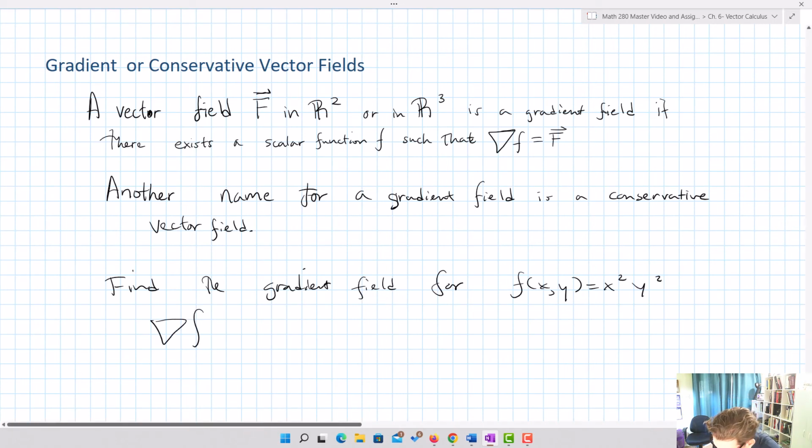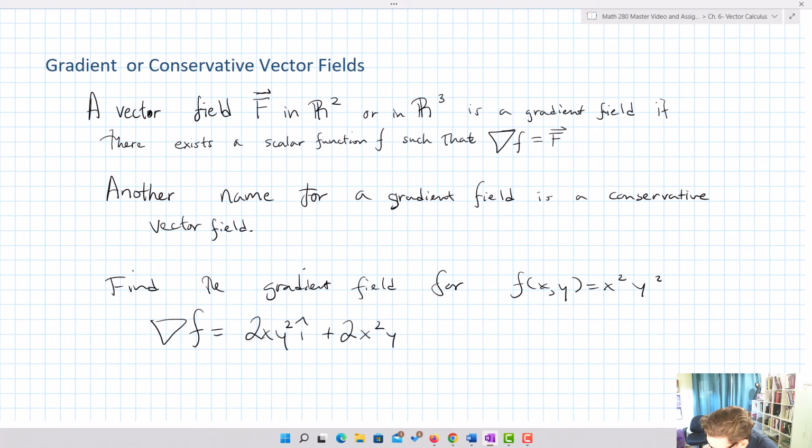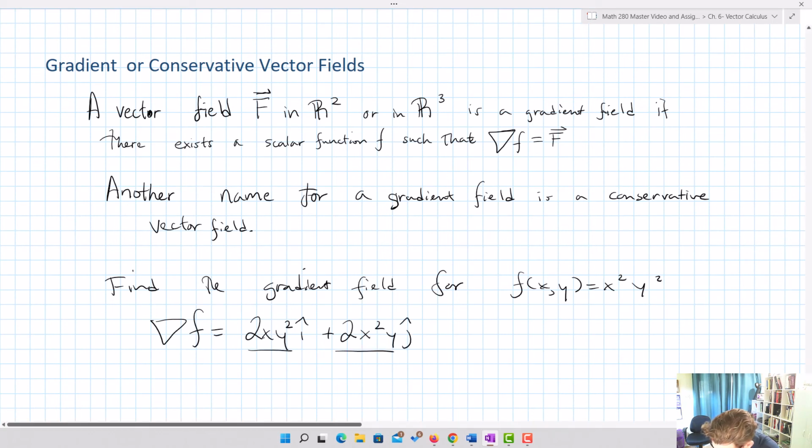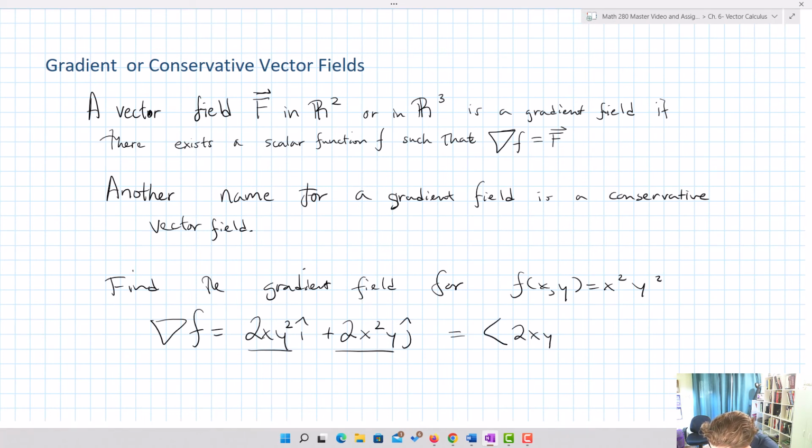So the gradient of f is going to equal 2xy squared i plus 2x squared y j, right? Take the partial with respect to x for the i, take the partial with respect to y for the j. And so consequently, this is going to equal 2xy squared and 2x squared y. And so this is equal to F of x, y, right? It's in the right form. And so that's a conservative vector field or a gradient vector field, okay?